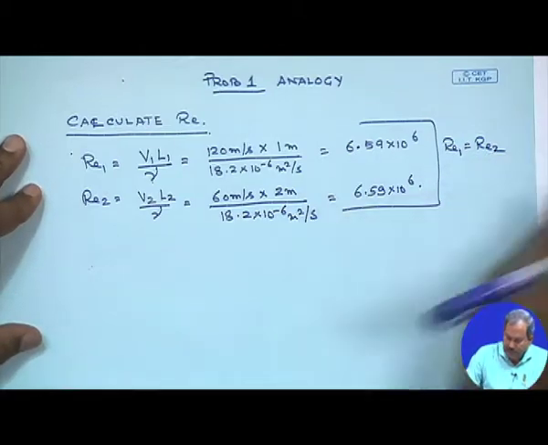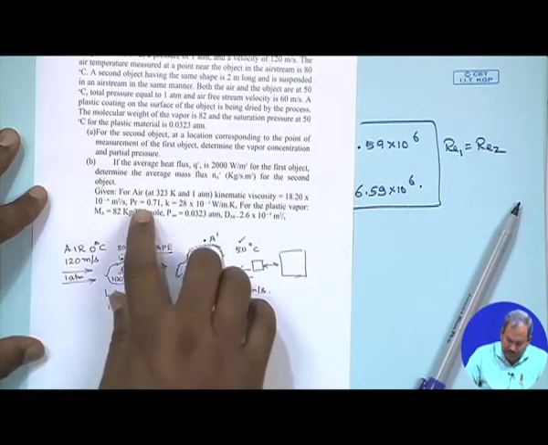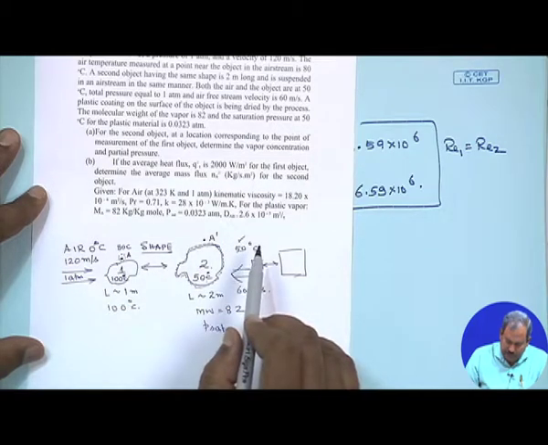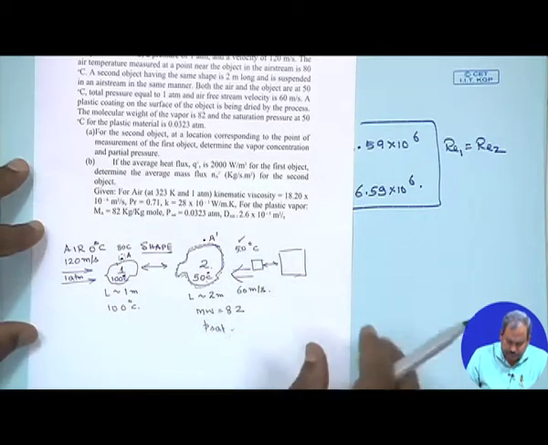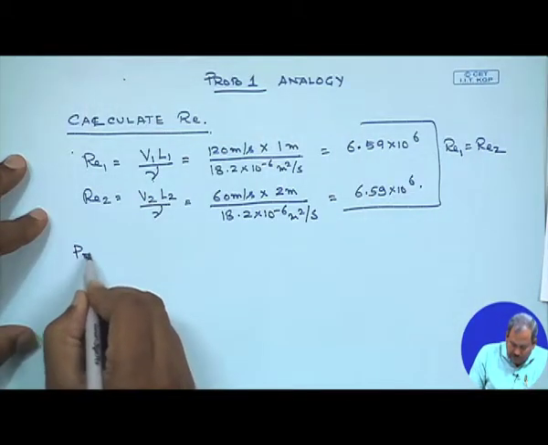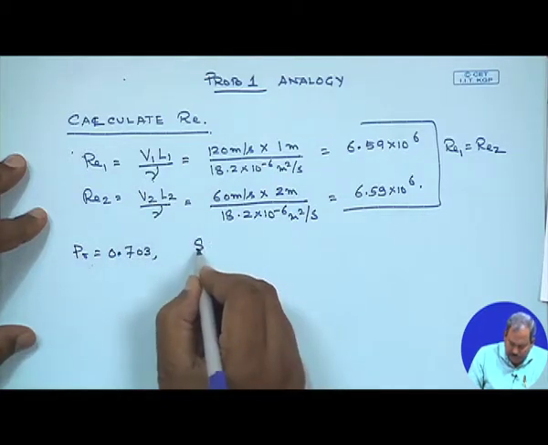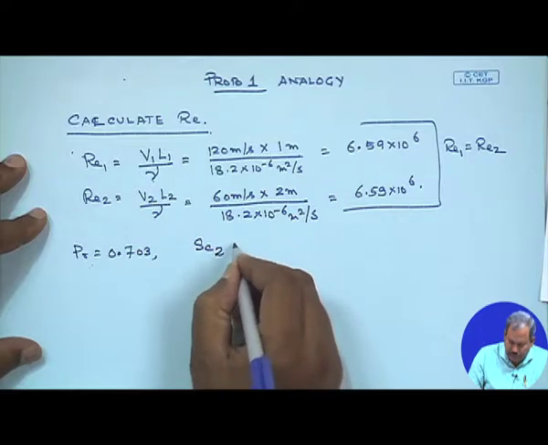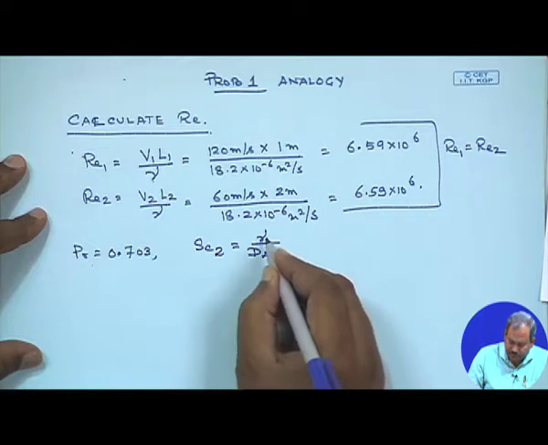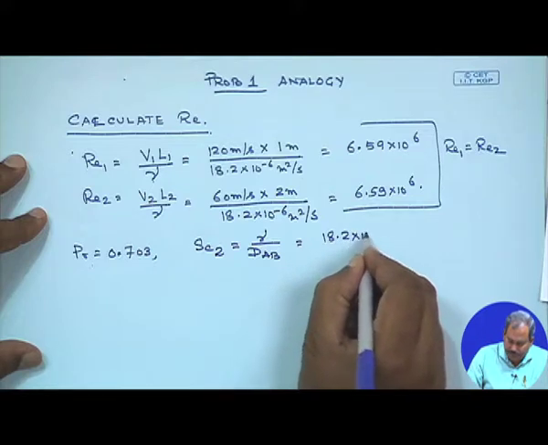The values of the Prandtl number are shown over here; the Prandtl number is 0.71, and the Schmidt number you can calculate. It is provided that the Prandtl number is equal to 0.703. So, this is for the Schmidt number for the case of 2 where mass transfer is taking place: kinematic viscosity divided by DAB. These values are provided in the problem.